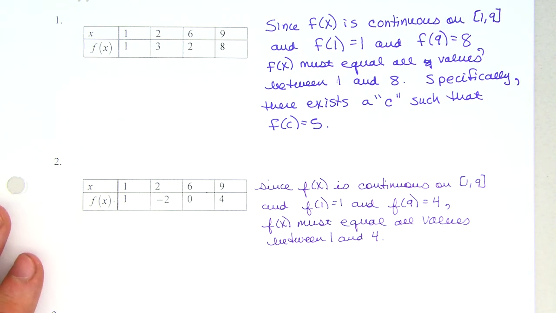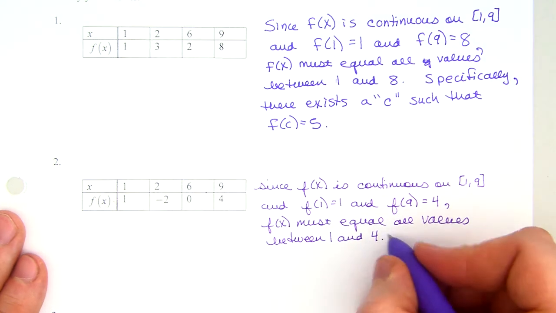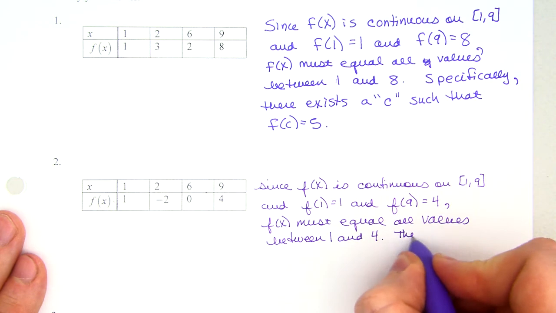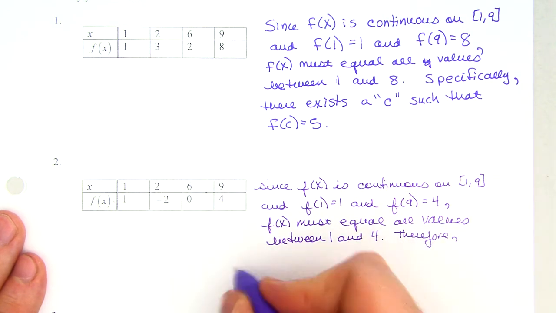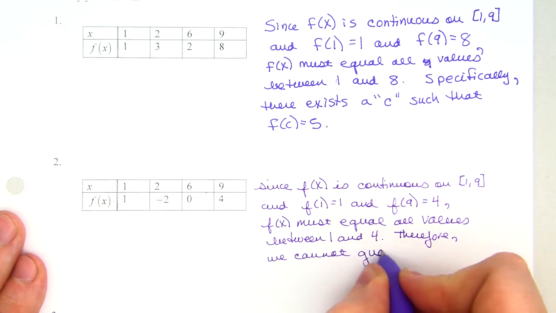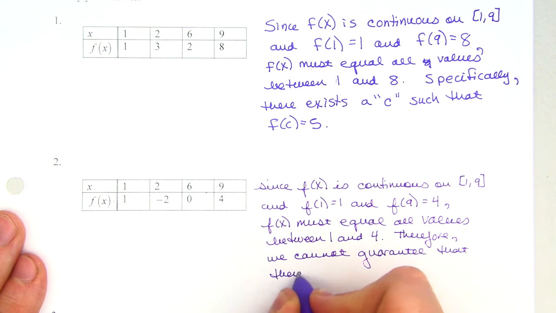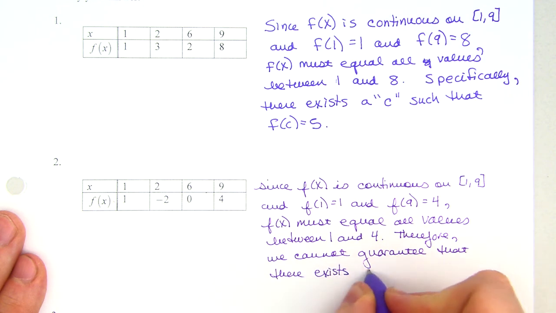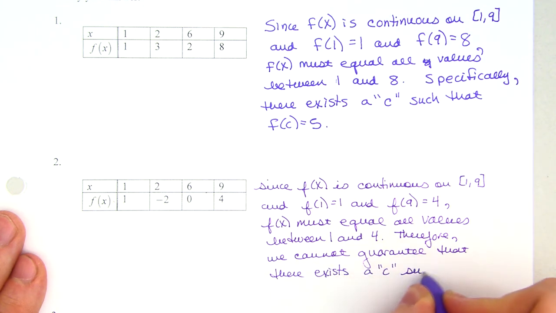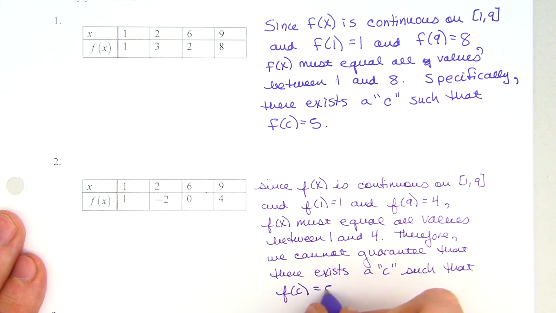I'm trying to guarantee that somewhere the y value is 5. I can't do that because 5 isn't between 1 and 4. Could this function equal 5 somewhere? It certainly could. I just can't guarantee this. So how about therefore, we cannot guarantee that there exists a C such that f of C equals 5.